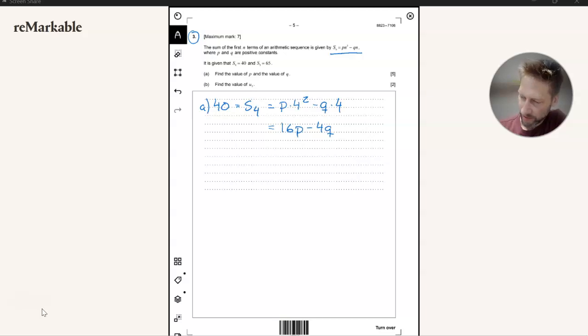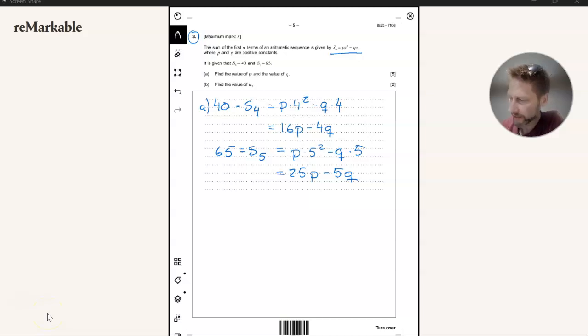And this starts looking really nice because we are out to find the value of P and Q. We have one more information, which is that 65 is equal to S5, which is equal to P times 5 squared minus Q times 5. So that's 25P minus 5Q. And we're not done, but this starts looking really nice because we have two equations that are simultaneous equations about P and Q. So if we know how to solve these guys, then we are kind of done. And can we do that?